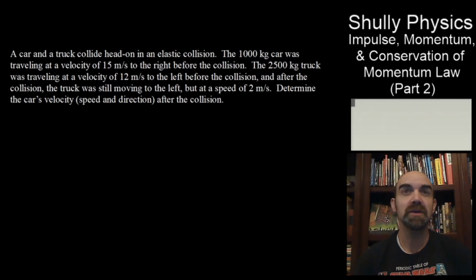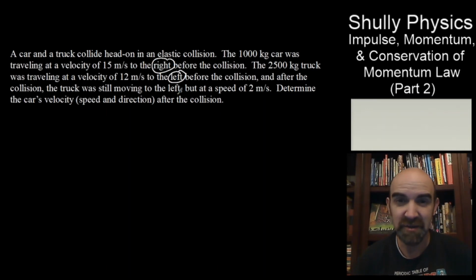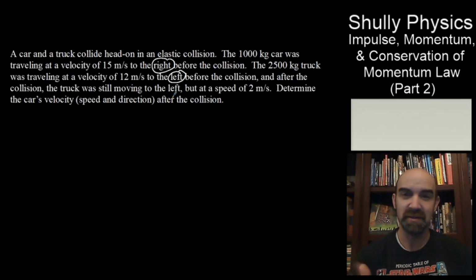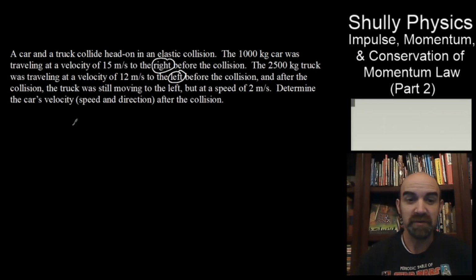Notice there's an emphasis on direction here. We need to remember in this problem that momentum is a vector. It's not like energy, where with 1/2 mv squared, if you get a negative velocity, it goes away. Energy is a scalar value, but momentum is a vector value. That's what we have to remember here. So negative momentum is in the opposite direction as a positive momentum. All right, so let's keep that in mind. Determine the car's final velocity after the collision. That's our target.